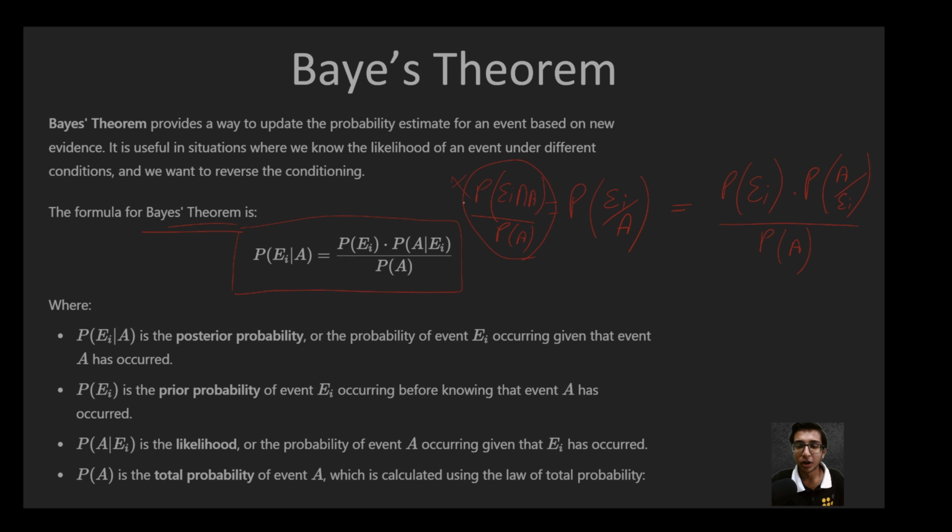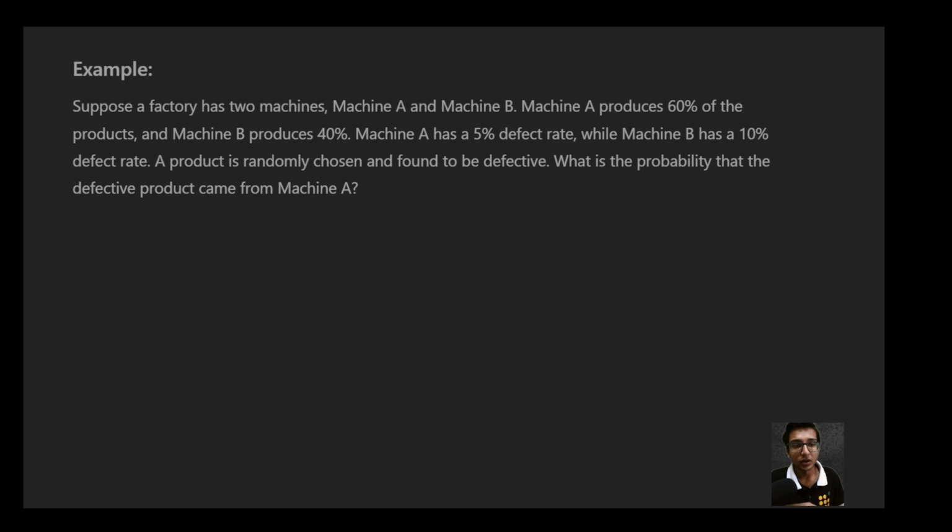However, this would not be very handy while solving questions. This is the formula that we are going to be using while solving questions. So let us directly look into the question so that you get cleared with what Bayes theorem is. Now in this question they've given us two machines. Again, we use the same format that we used in total probability theorem. We draw two boxes. This is my machine A, this is my machine B. Machine A produces 60% of products and machine B produces 40%. Machine A has 5% defect rate while B has 10% defect rate.